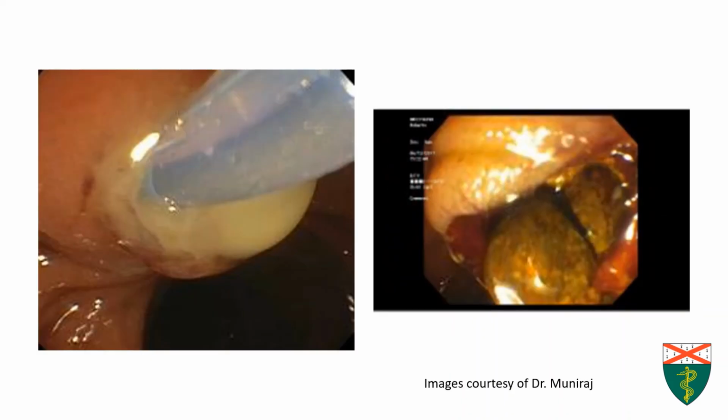On this slide, the first image on the left shows pus draining from the common bile duct after endoscopic decompression. The second image shows multiple large pigment stones being removed through the common bile duct after ERCP with sphincterotomy.